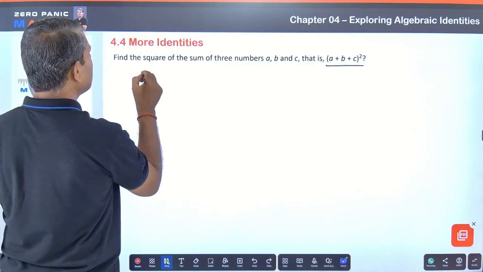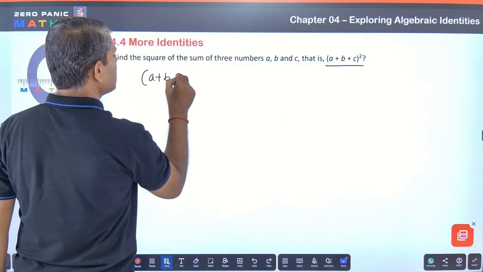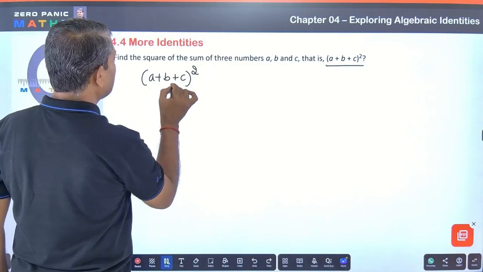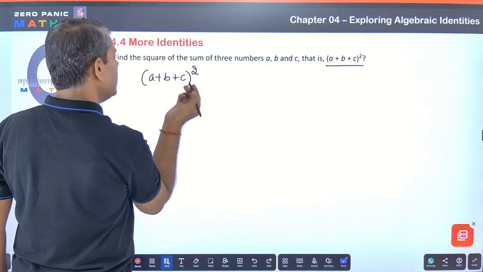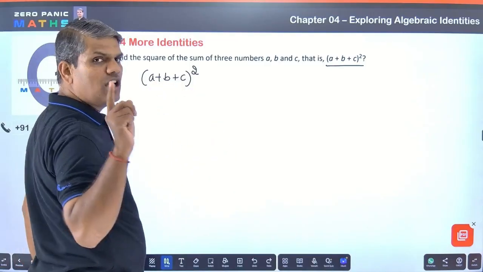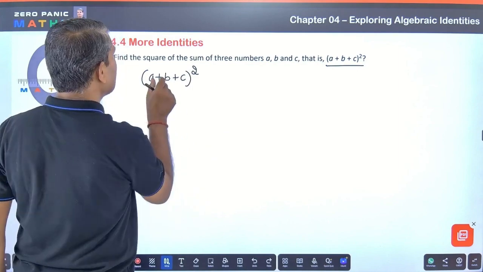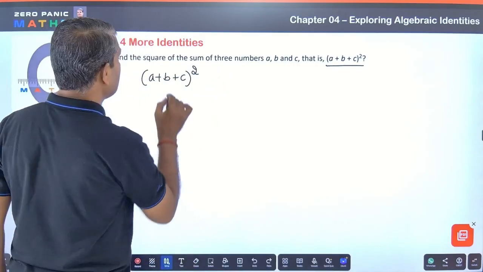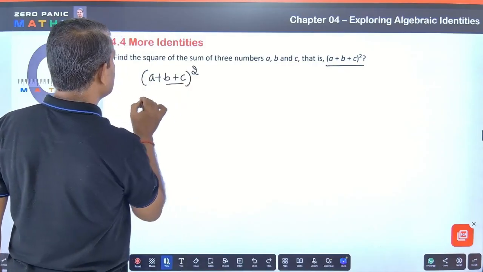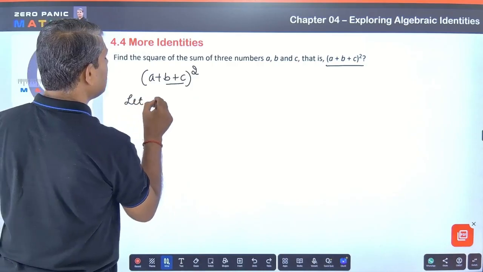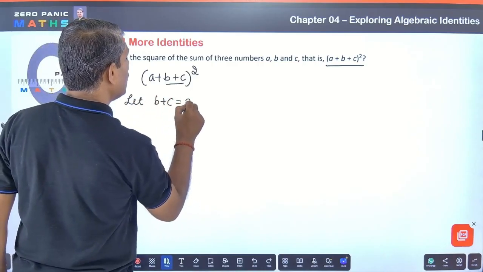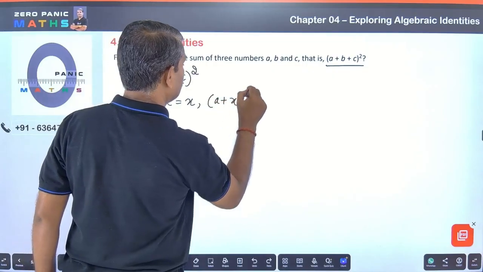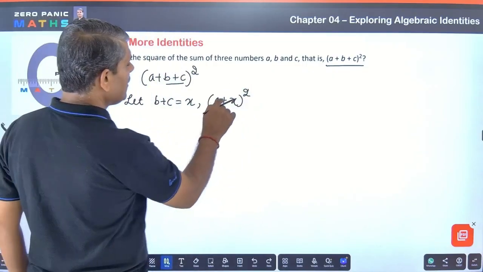Let me write a plus b plus c. Concentrate here. I will write these two terms, b plus c, or a plus b, any two terms, as one term x, so that the expression is converted into the form (a plus b) whole square. That is what I'm doing. Let b plus c be equal to x. So that makes it (a plus x) whole square. Now it is in the form of (a plus b) whole square.